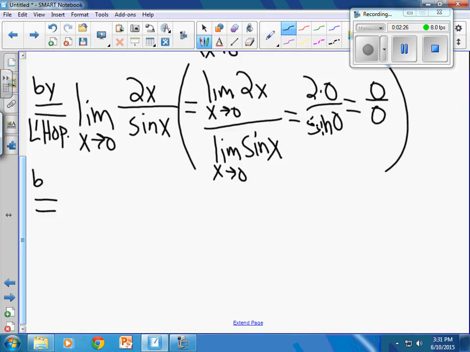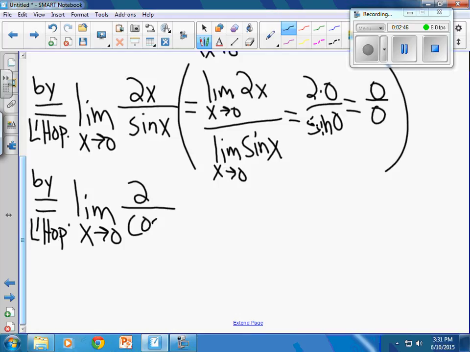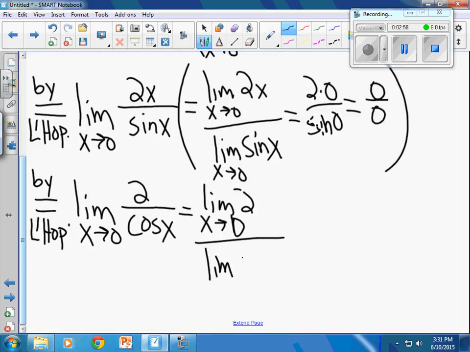Notice that our power of x started off being x squared, so it's a power 2, and now we have a power of 1. So maybe if we do this one more time, we'll get rid of that. So the derivative of the numerator is just 2, divided by the derivative of the denominator, which is cosine of x. So now notice that when we try the quotient rule, we take the limit of 2 as x approaches 0 divided by the limit of cosine of x as x approaches 0.